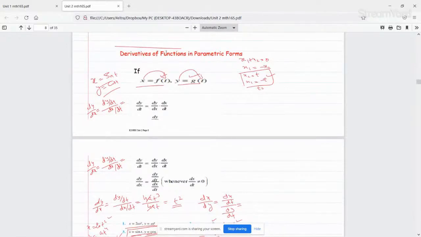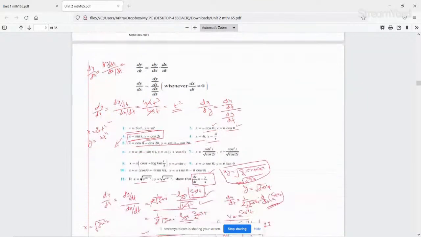Okay, then comes derivatives of functions in parametric forms. Now, what is this parametric form? When two functions are given and you have to differentiate with a third unknown thing, x is equal to sin t, y is equal to cos t. Then you have to differentiate them individually with respect to t, and then you have to divide them. Like dx by dt, x is equal to sin t, so dx by dt is equal to cos t, and dy by dt is equal to minus sin t. Then you have to divide it as dy by dx, and then you will get the answer.